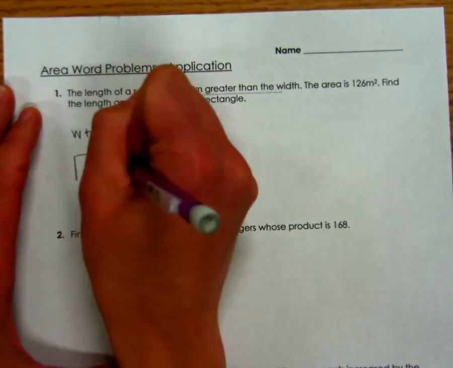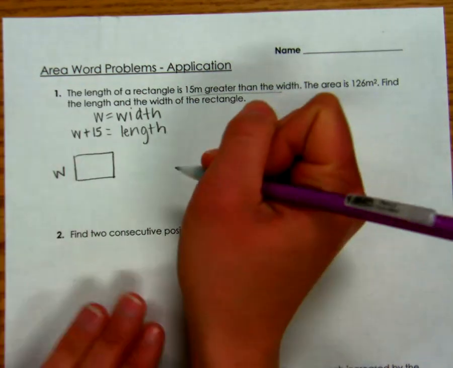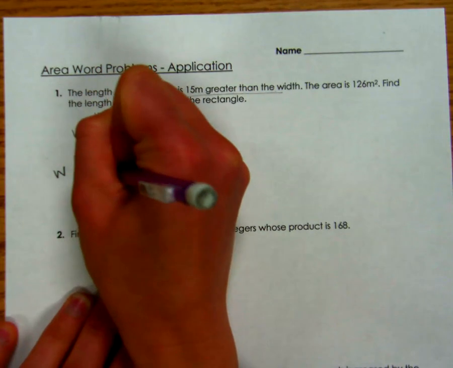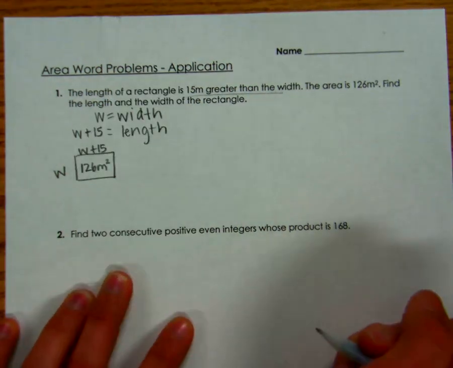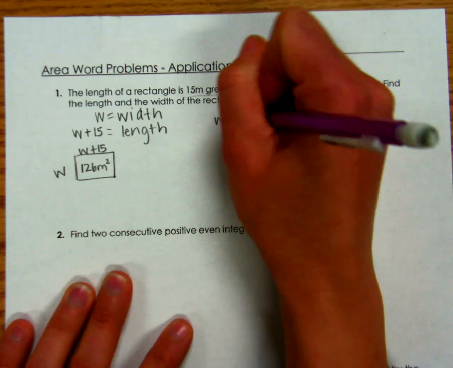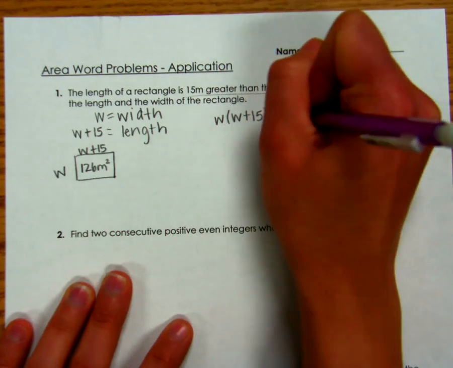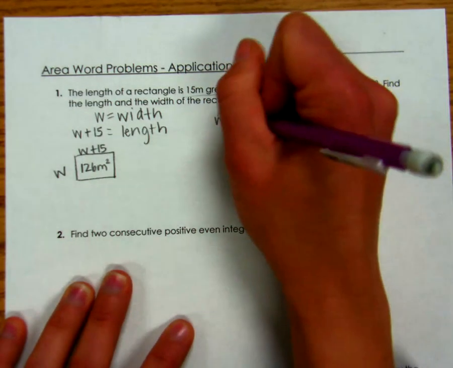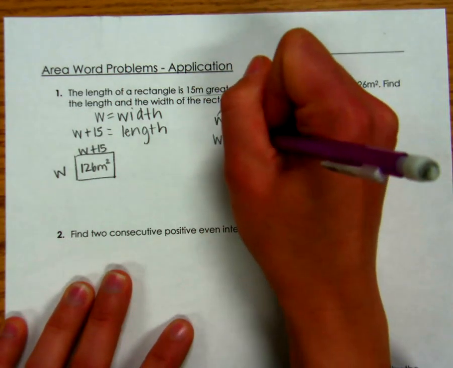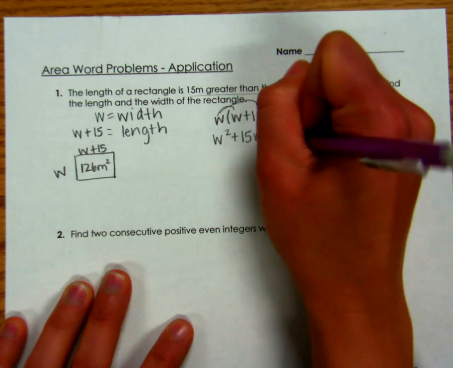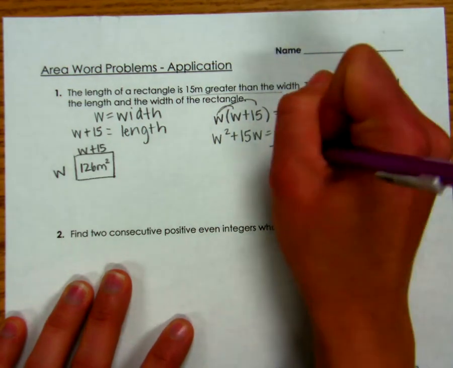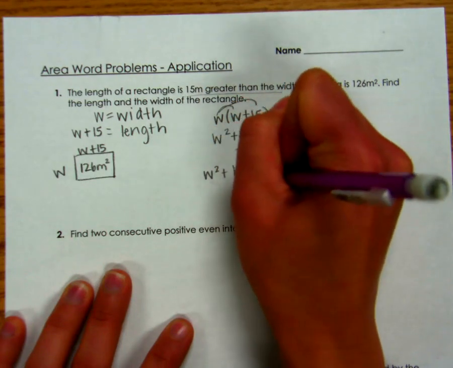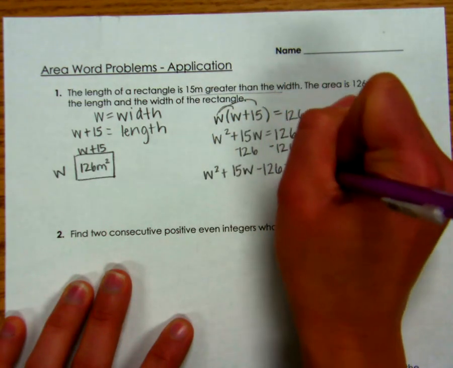I'm going to draw it out just to make sure I'm following what it looks like. And I know the area is 126 meters squared. Just like any rectangle, length times width equals my area. And I want to be able to set this equal to 0, so I'm going to distribute my W. So I have W squared plus 15W equals 126. And then I'm going to subtract 126 from both sides. W squared plus 15W minus 126 equals 0.